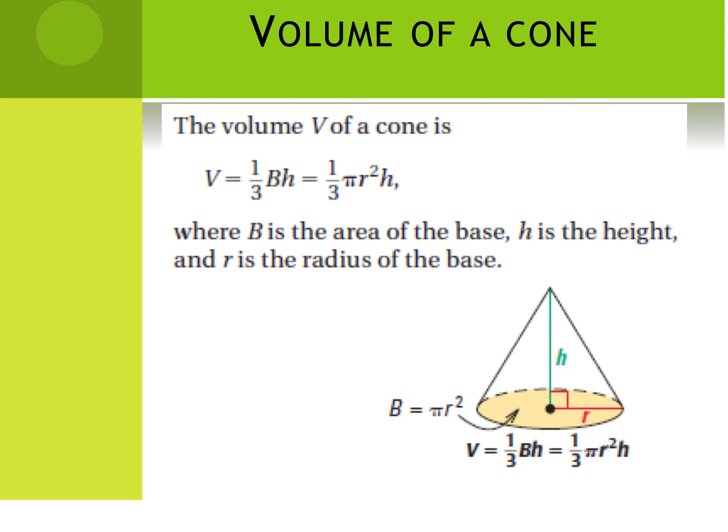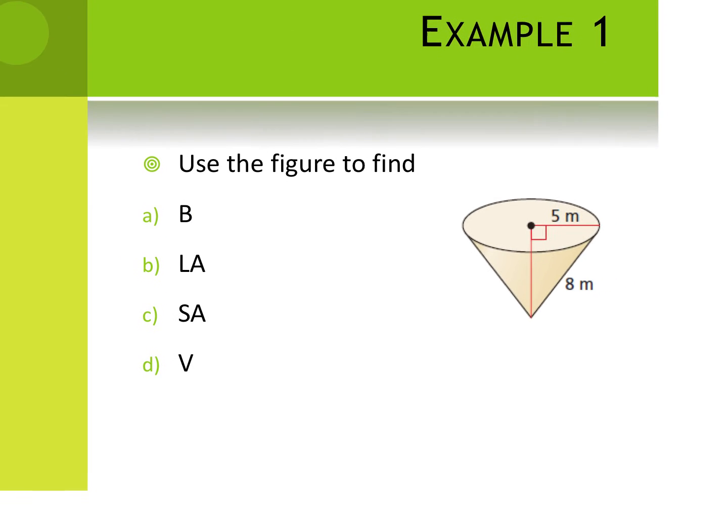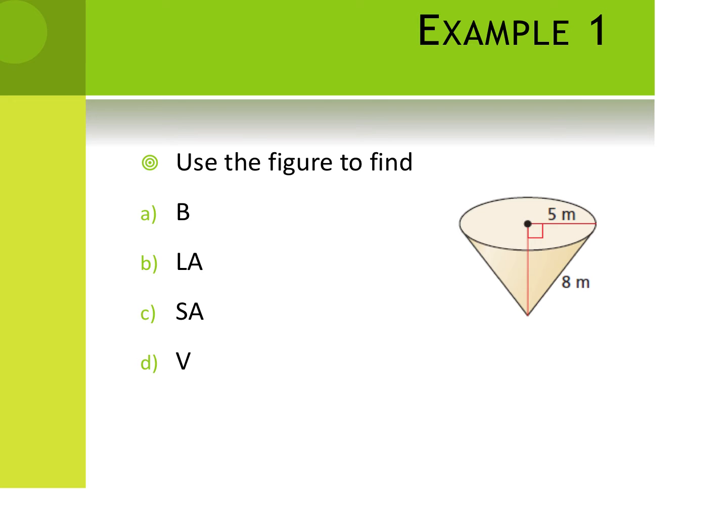So let's try some examples. They're going to walk us through step by step. So the capital B, remember that's the area of your base. So we can see that our base shape is a circle. So the base is pi r squared. My radius in the picture is 5.